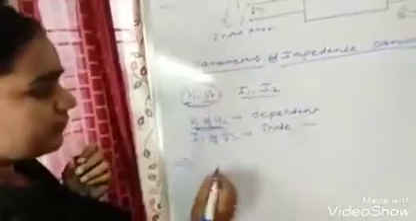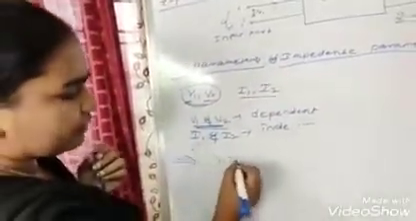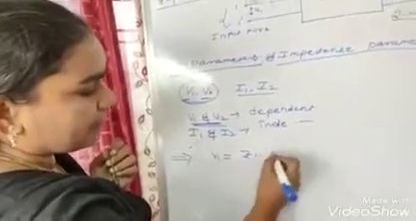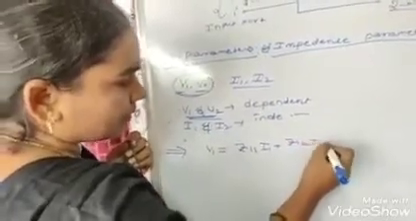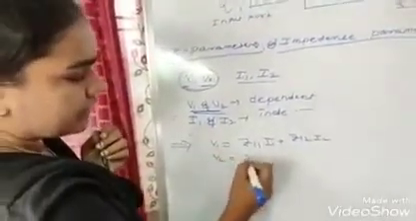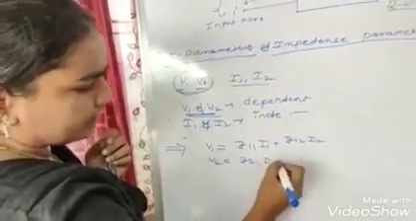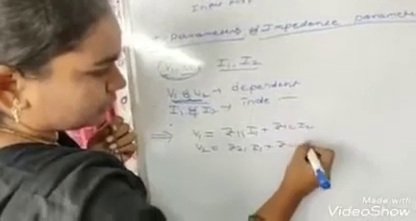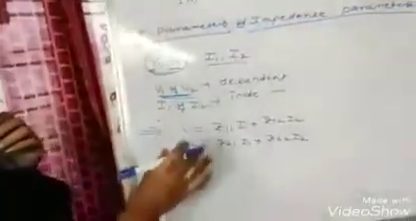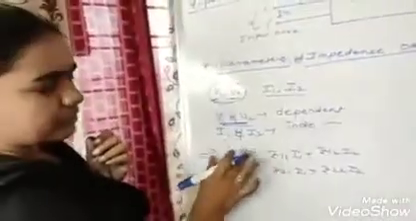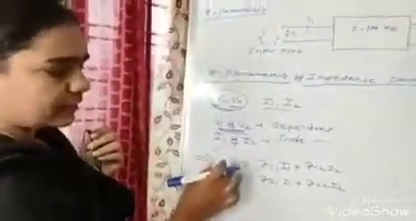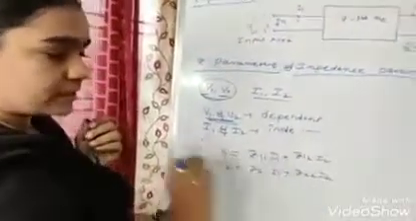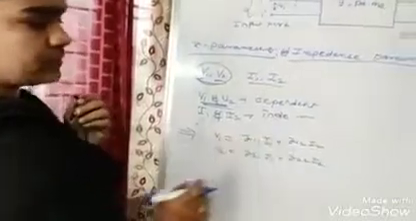According to this circuit, I will write the formulas. V1 is equal to Z11 I1 plus Z12 I2, and V2 is equal to Z21 I1 plus Z22 I2. According to the circuit I write these formulas. When we observe this formula, V1 depends upon I1 and I2 and the Z terms, so V1 and V2 are called the dependent parameters. But I1 and I2 do not depend on any parameter, so I1 and I2 are called independent parameters.